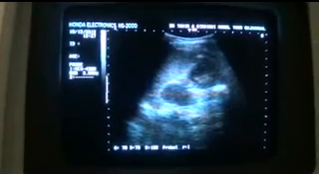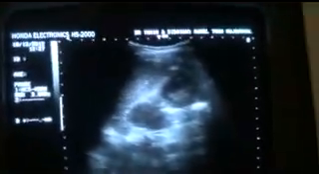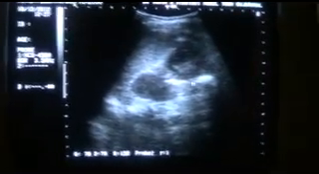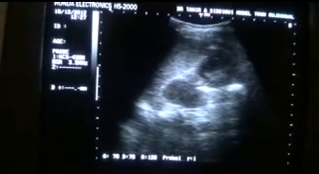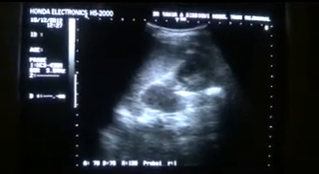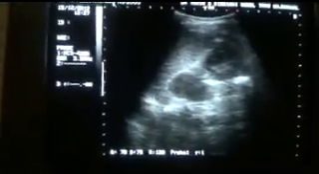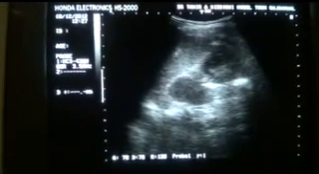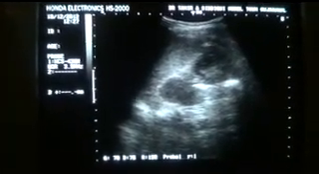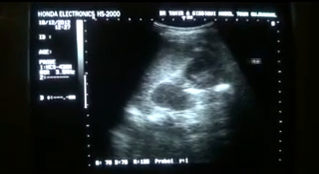Well, this is a case of renal pathology. This is the left part of the left hemidiaphragm. This is the spleen, and this is the upper pole of the right kidney. Upper pole of the left kidney. This is part of the left hemidiaphragm. This is the spleen, and this is the left kidney.